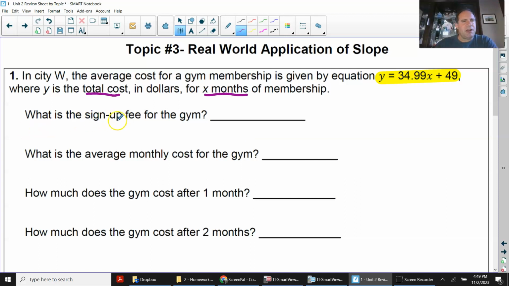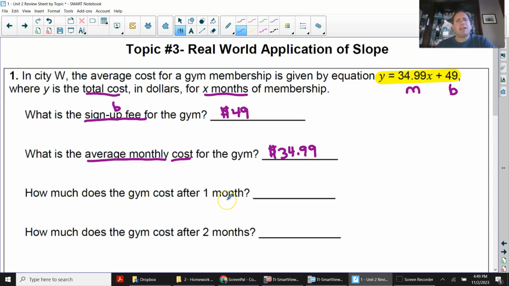So what's the sign-up fee? The sign-up fee is the b, right? So the sign-up fee is not $34.99. The sign-up fee for this gym is $49. The average monthly cost for the gym is the number before x. That is your m, so that is $34.99.